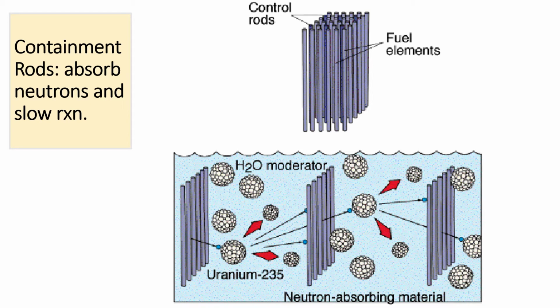So what you can do in the core is drop these containment rods in near the fuel rods so that they absorb those neutrons, so that those neutrons can't go to neighboring uranium atoms and cause them to split.